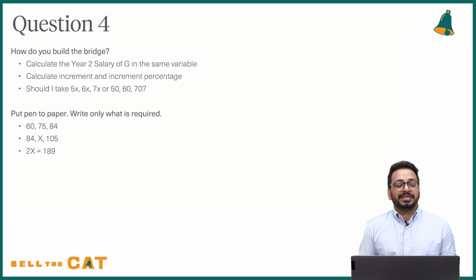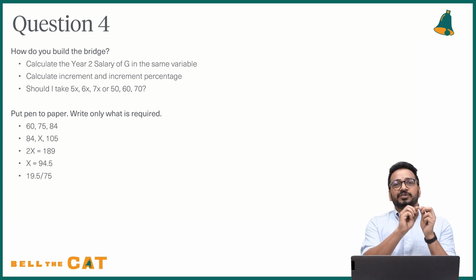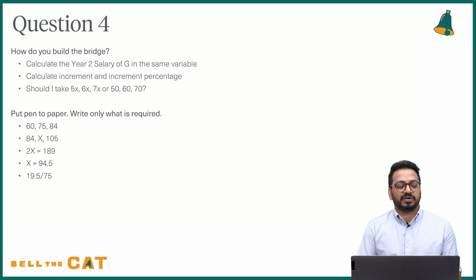2x is equal to 189, means x is equal to what? 189 by 2 is 94.5. So the increment is how much between... sorry, it's not this thing. Geeta's year 1 salary is 75. 75 and 94.5. 75 plus 20 is 95. 94.5 is 0.5 less, so 19.5.